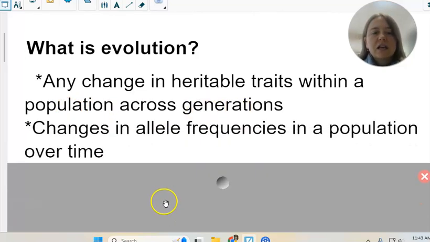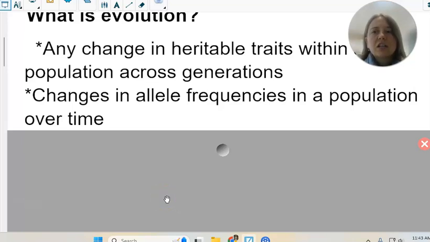Another way of saying that is there are changes in allele frequencies in a population over time. If we remember, alleles are the different versions of a gene. So the allele frequency is how often a certain type or flavor or category of that gene shows up in a population.